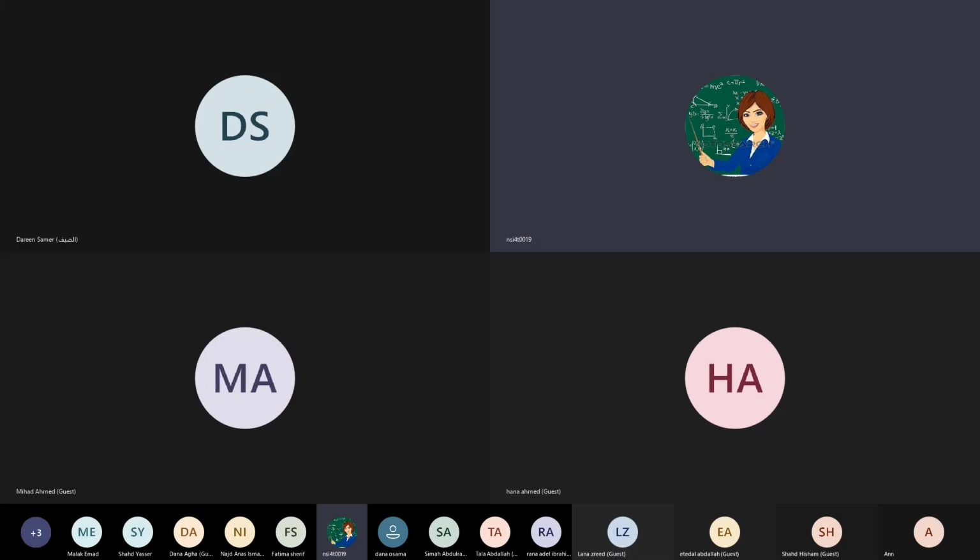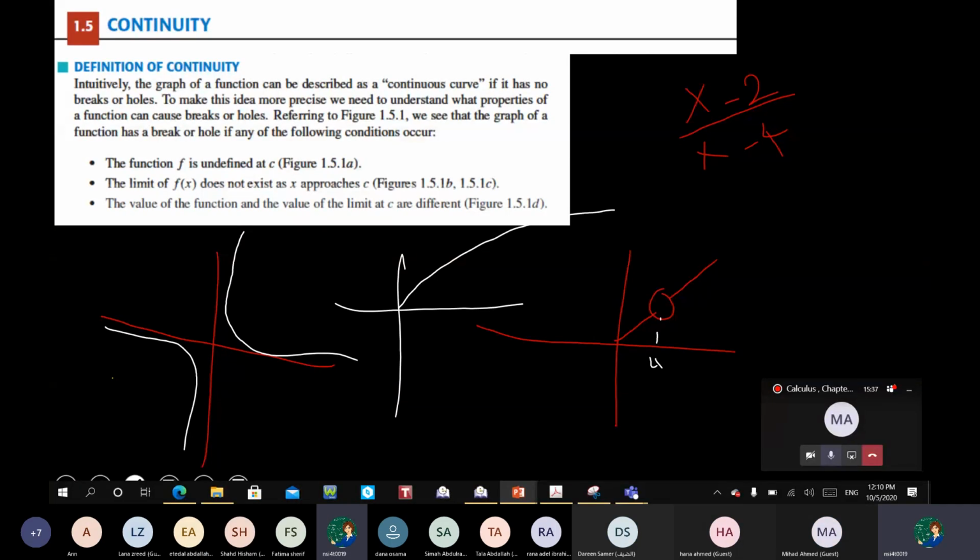If the graph is complete without any jump, without any hole, I will name it a continuous graph. But if it has a hole, if it has a jump, if it has an infinite, we can say that it will be an infinite discontinuity, or we will name it a removable discontinuity. Now here in the limit, we will have the same also.